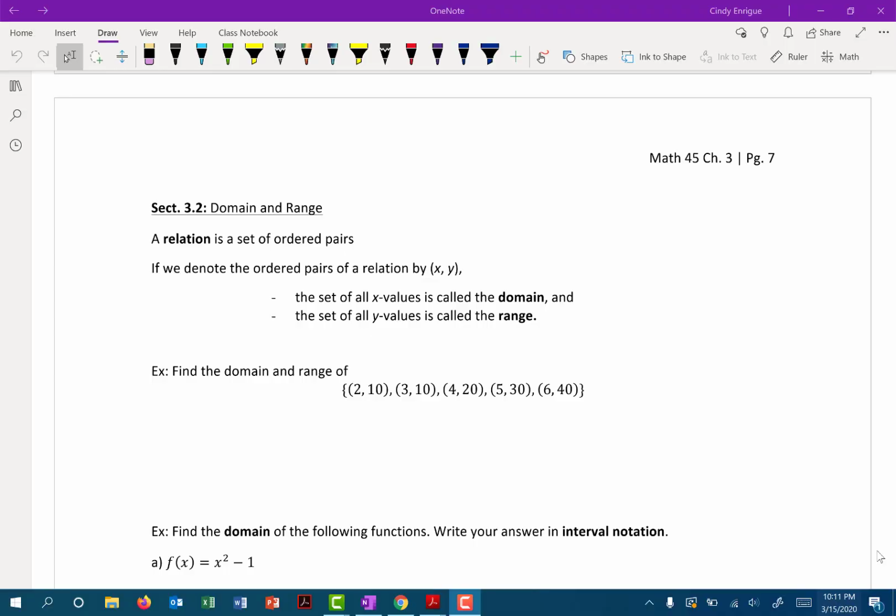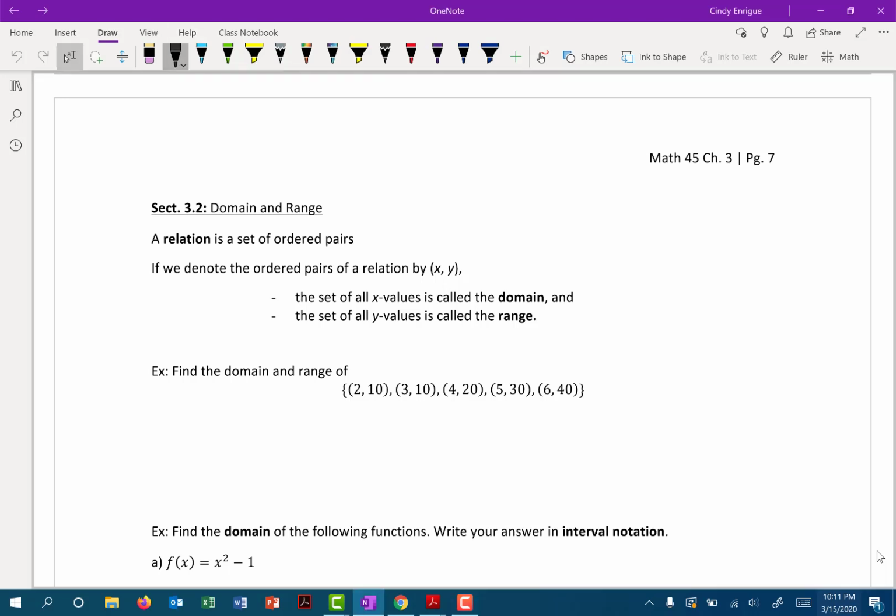Welcome back, and we are in Math 45, and we are now doing section 3.2. We'll be talking about the domain and the range with our functions. So we know that a relation is a set of ordered pairs, and usually we say an ordered pair is an x-y ordered pair. So we know that all the x values are in the domain, and all the y values are in the range.